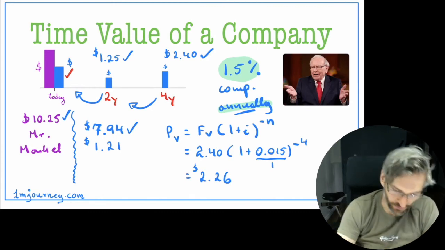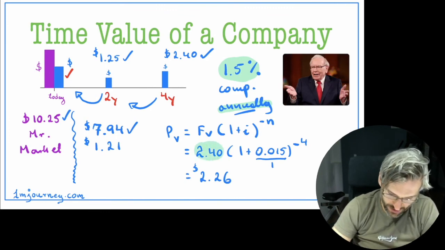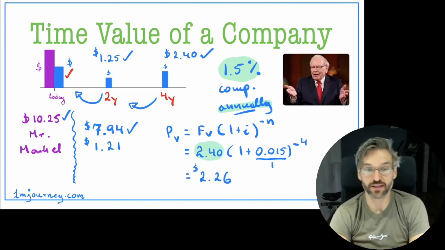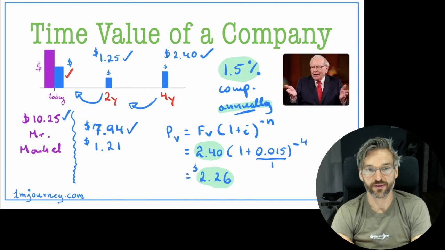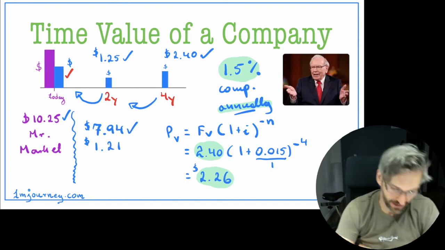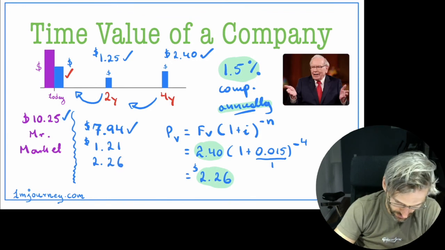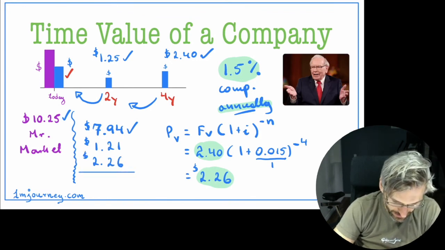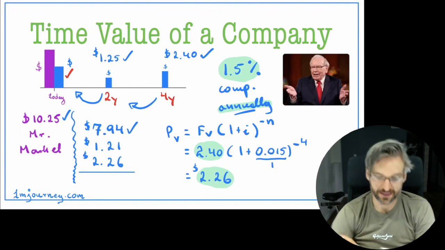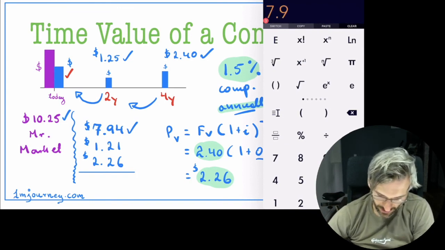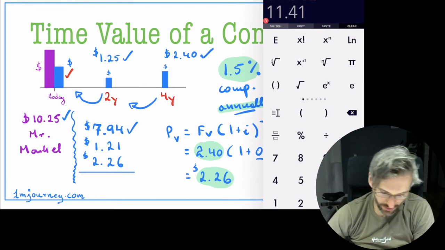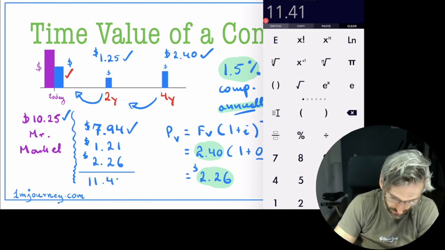So now we have here $2.40, 4 years from now, is equivalent to $2.26 today. Those are equivalent values. Now I can add these up and see what happens. I have 7.94 plus 1.21 plus 2.26 equals, notice this says 11.41.